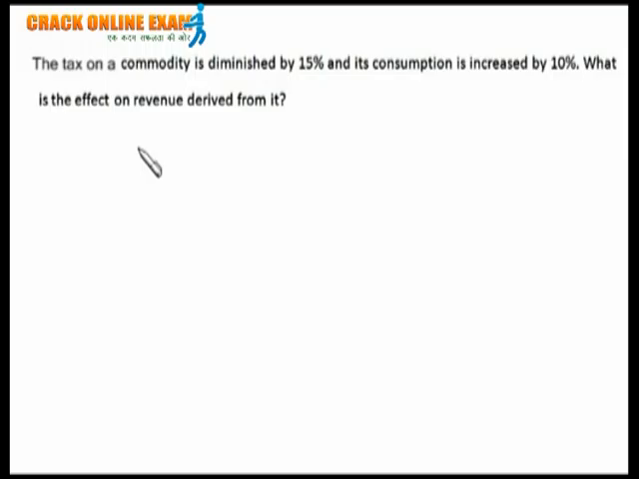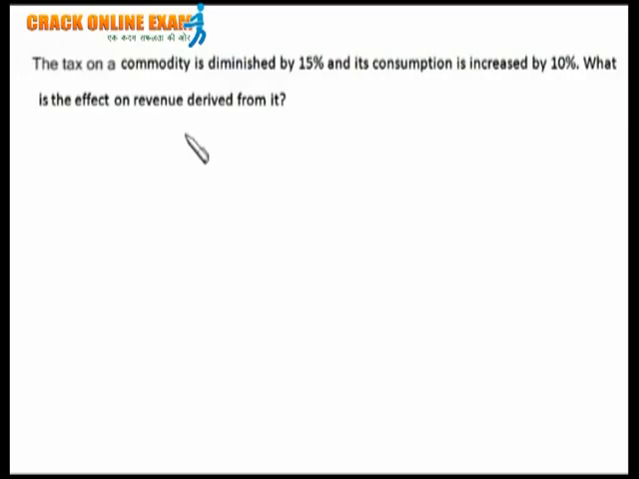Now, as we have already discussed the mensuration percentage cases in the previous session, the same logic will be applied on these sort of problems. Here the tax on a commodity is diminished by 15% and its consumption is increased by 10%. What is the effect on revenue derived from it?